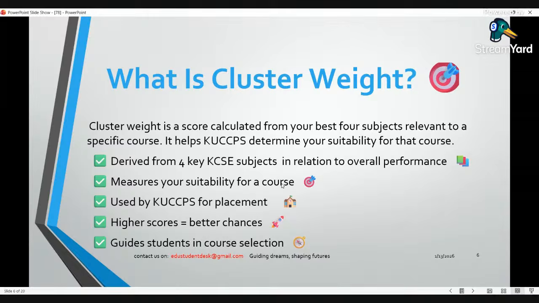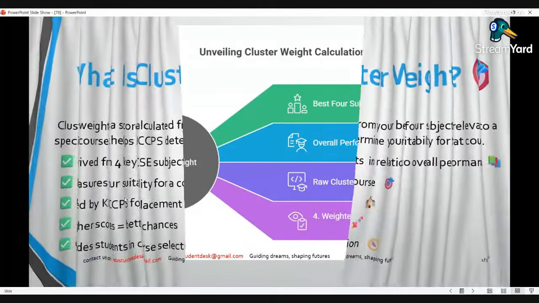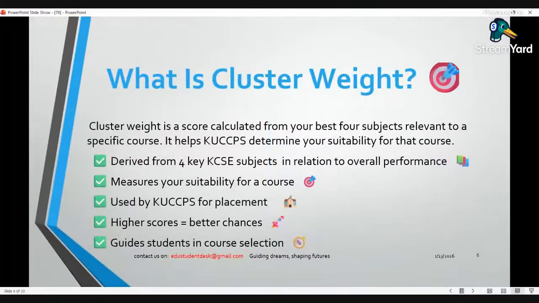So what consists of cluster weight? It consists of 4 KCSE subjects, and it also measures how fit you are for a particular course. The higher your cluster weight, the better your placement chances, and it helps students in making informed course choices. Understanding your cluster weight puts you in a better position to choose the right course and boosts your chances of getting placed.